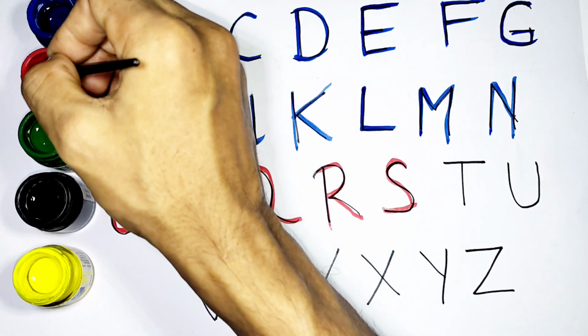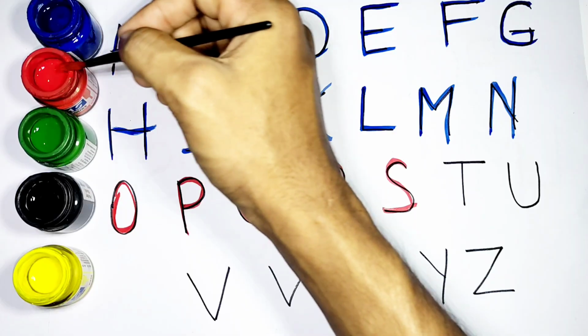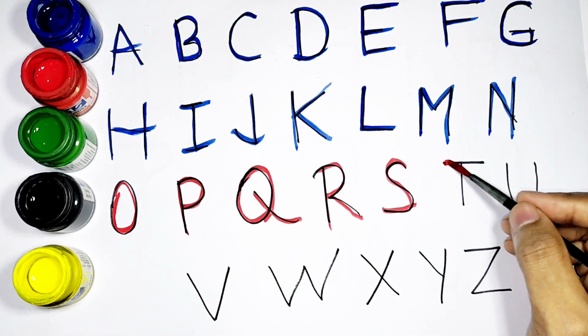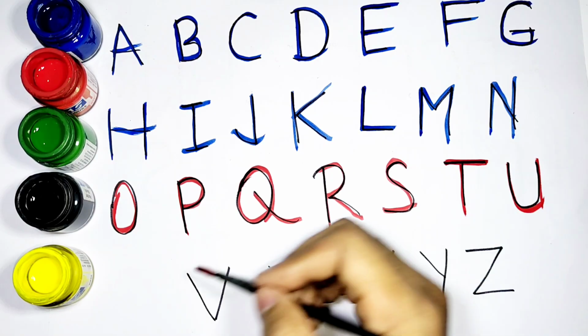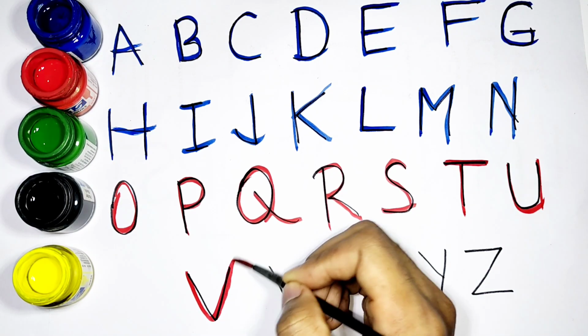S for sun, S for snake. Kids, now we are coloring the alphabet of T. T for tiger, T for teacher. The next one is U. U for umbrella. The next one is V. V for van.